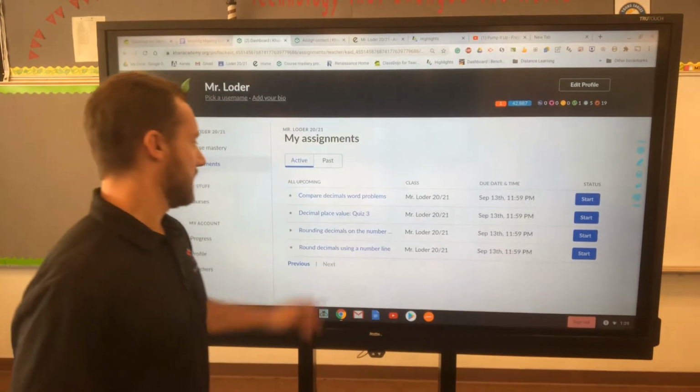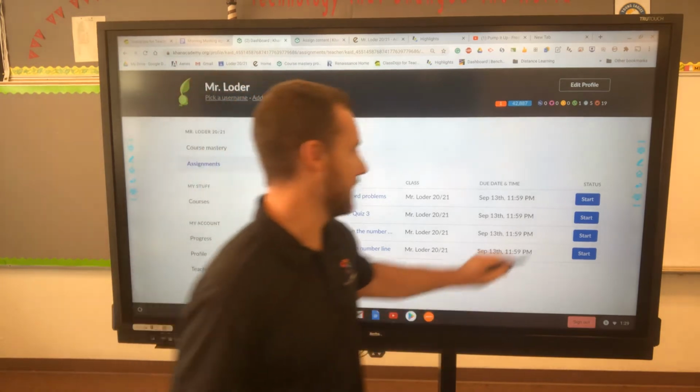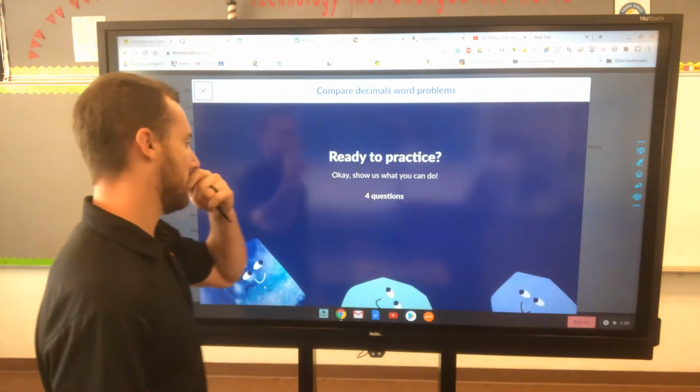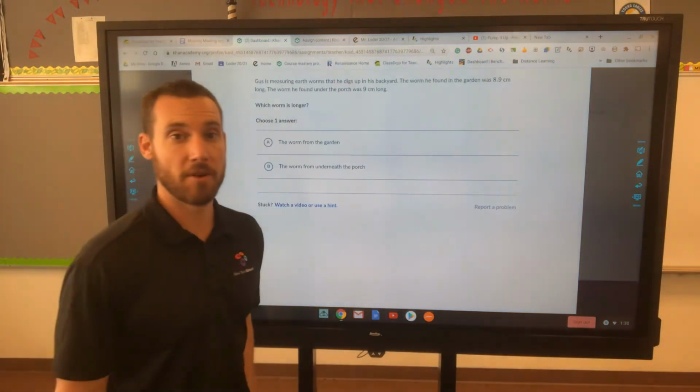Okay, today's lesson, compare decimals in word forms. We got some nice, easy word problems where we're just going to be applying some stuff that we've already learned.